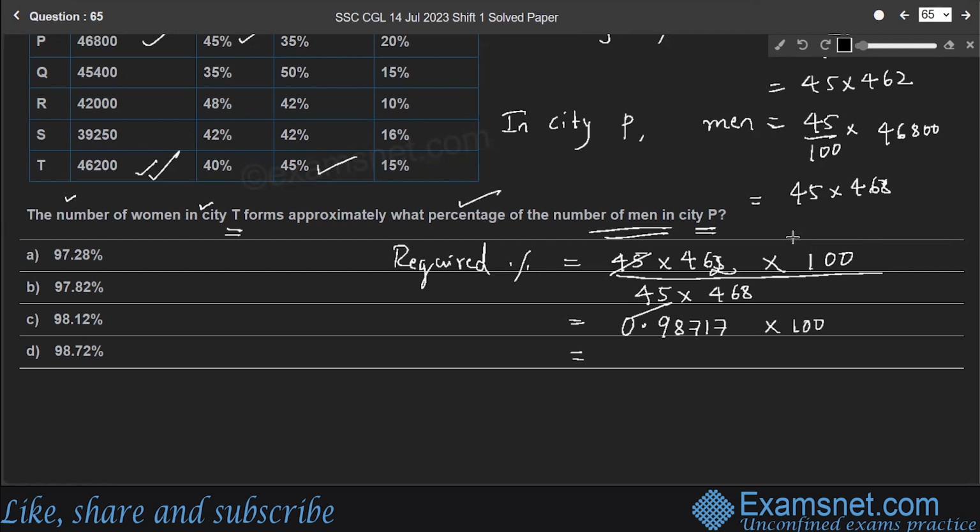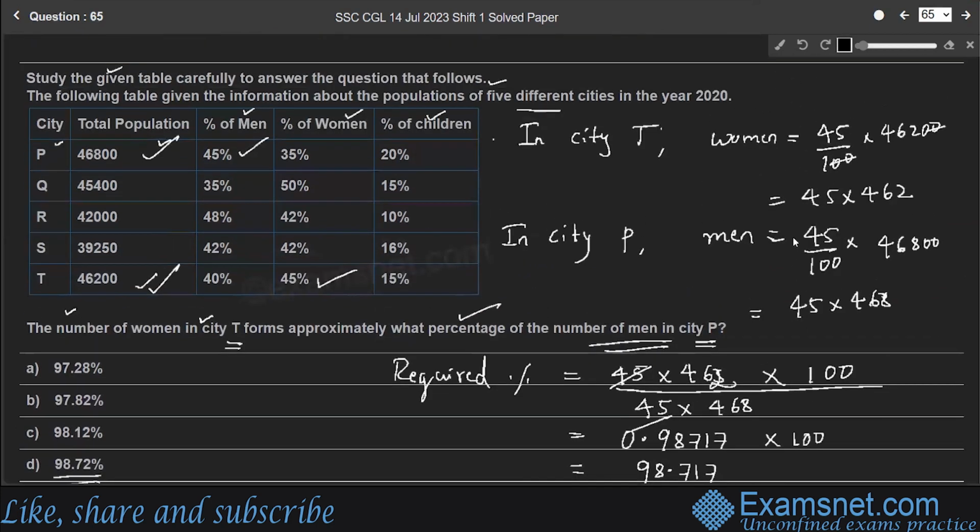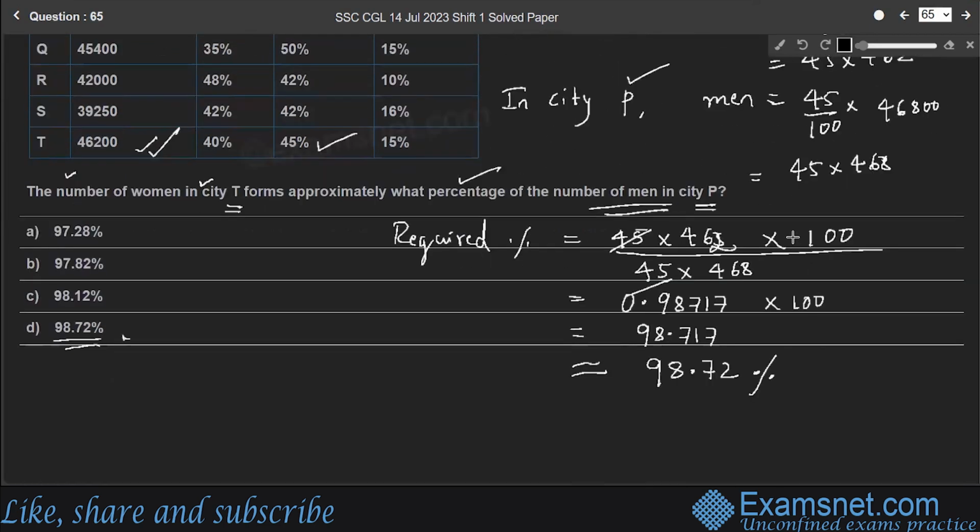So which is equal to 98.717, right? So look at the options. 98.72 is there in option D, approximate value. So we can round off. So 98.72 percentage is the percentage of number of women in city T compared to number of men in city P. So option D is the right answer.